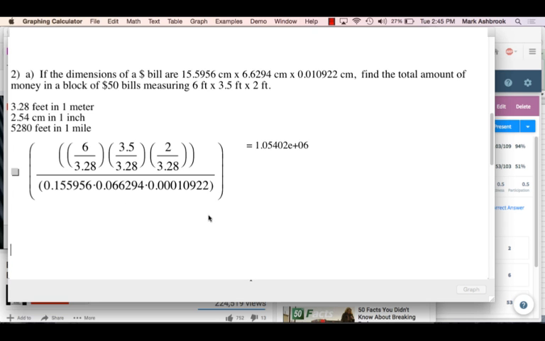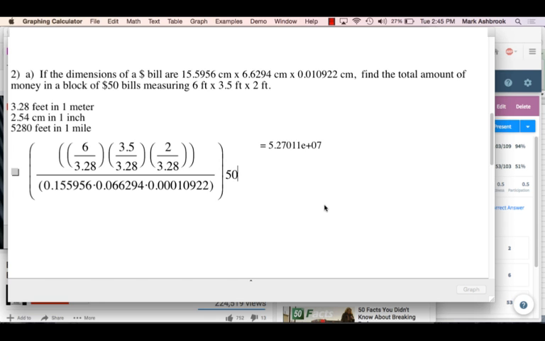So we're asking how many of these volumes in meters cubed fit into this big block in meters cubed. So that whole thing then tells me what? How many bills in the stack, right? So how many of this volume fit into the whole big stack? That's how many bills. So to get the money then, times 50. So what is that? 52 million? $52.7 million.